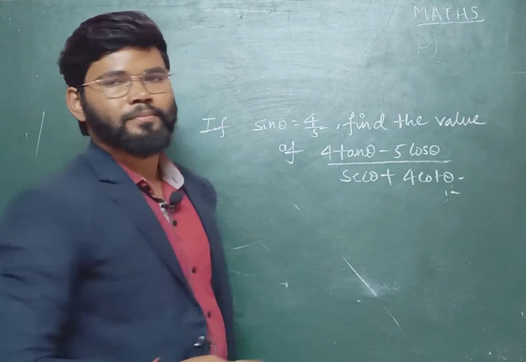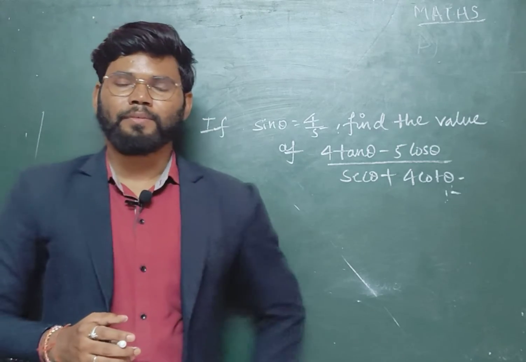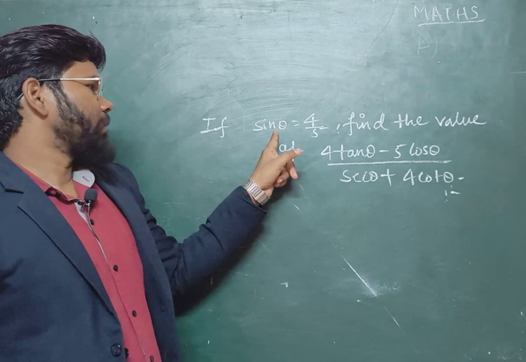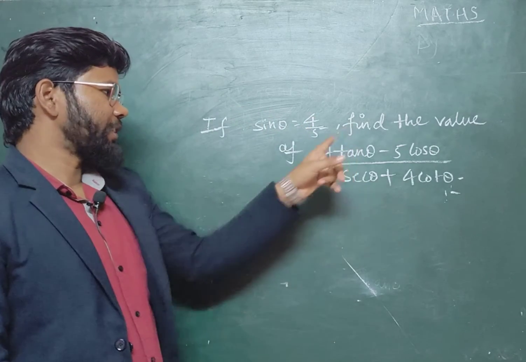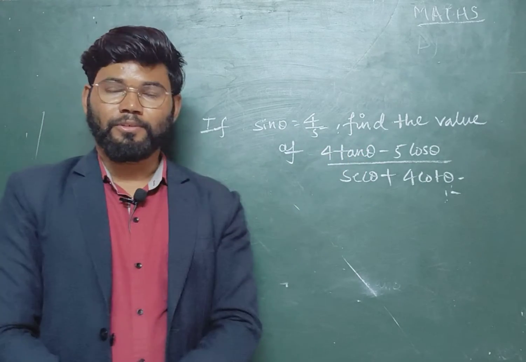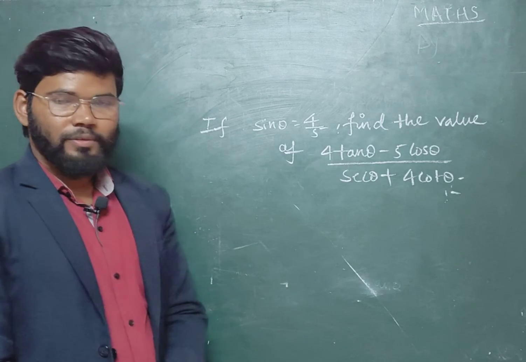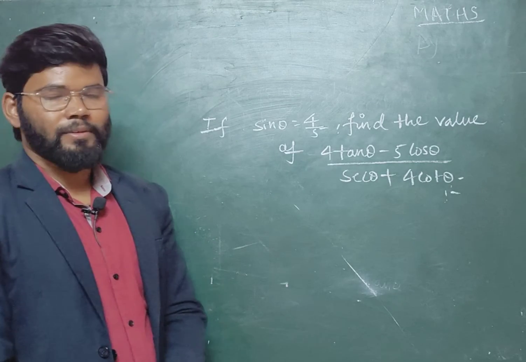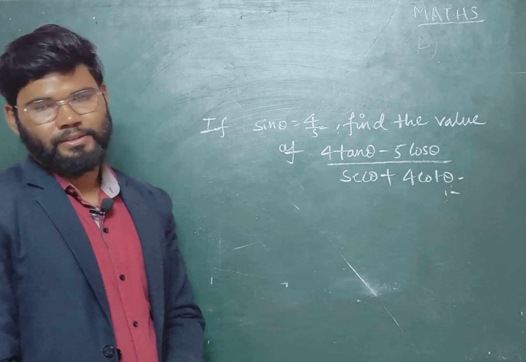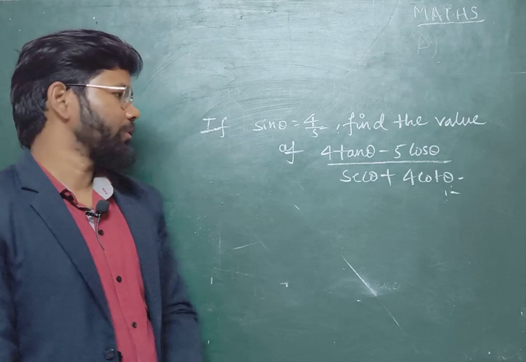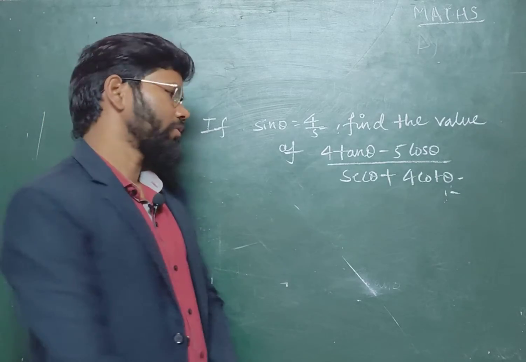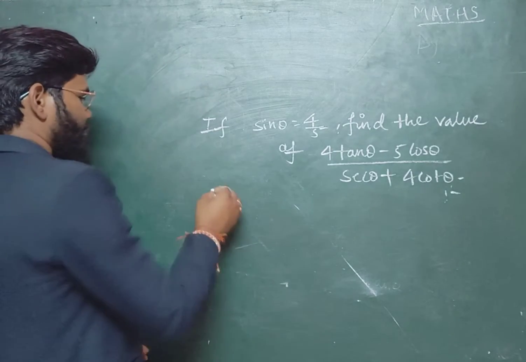This is the question. This type of question will be asked in the examination. So see here, the first thing, the value of sin theta is given as 4 by 5, and the question is telling us to find the value of 4 tan theta minus 5 cos theta by sec theta plus 4 cot theta. So how can we find it? Earlier I have already given one more type of question, so you can apply the same thing here. When you apply the same thing, you can easily find the value of 4 tan theta minus 5 cos theta by sec theta plus 4 cot theta. So let's see how you can find it. First of all, try to understand.